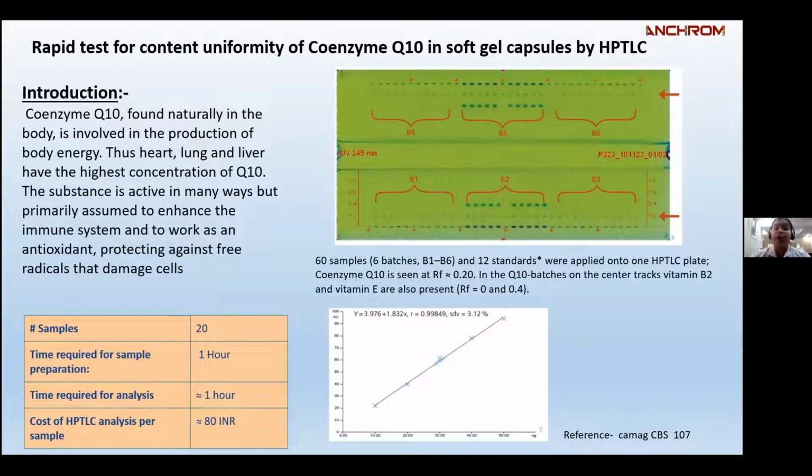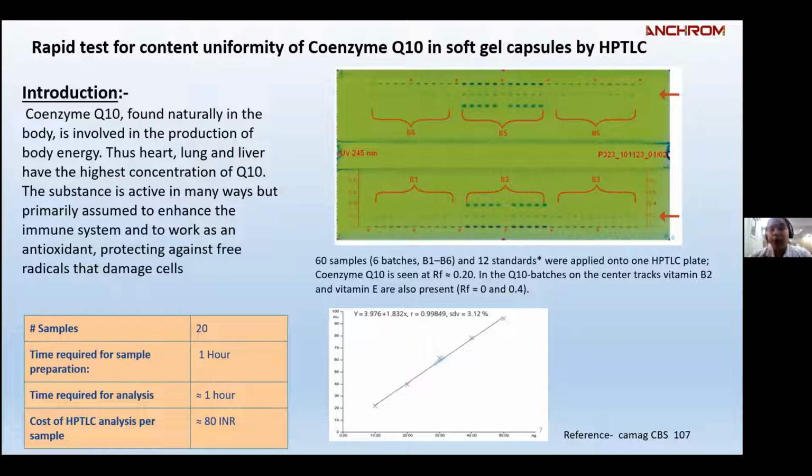Then again, content uniformity check. You can check the content uniformity through HPLC also, through GC also, but there you will take more time, because in content uniformity you have to check the content of your sample, which will be very large. So the concentration will be very large. For washing and all, you will require time.